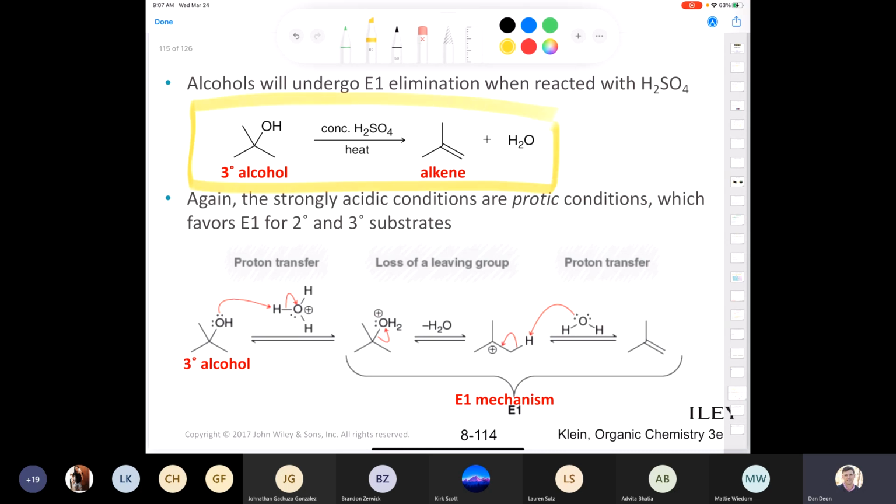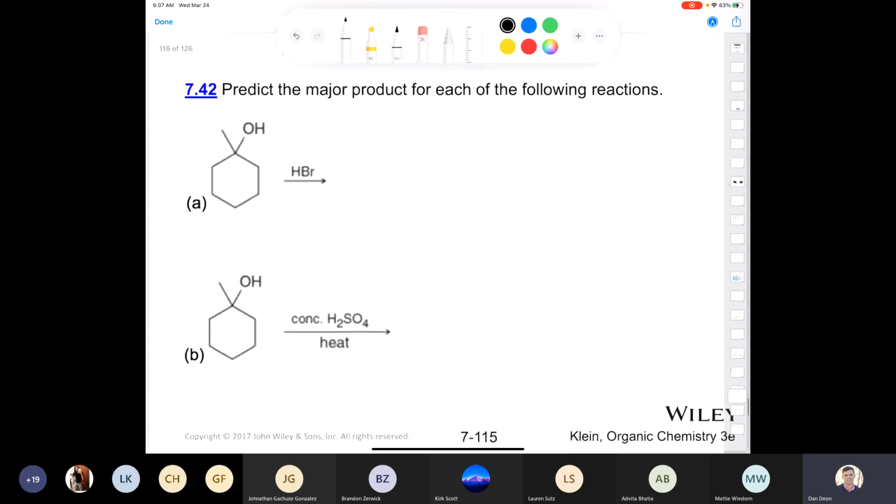Now here, in this one that I have in the yellow box, there's only one possible alkene that you could get, or only one possible regioisomer. But when you do this reaction, you usually get the Zaitsev product, which is the more substituted alkene. It's going to be the more stable one, right? The more substituted alkene. So with that in mind, let's take a look at question 7.42.